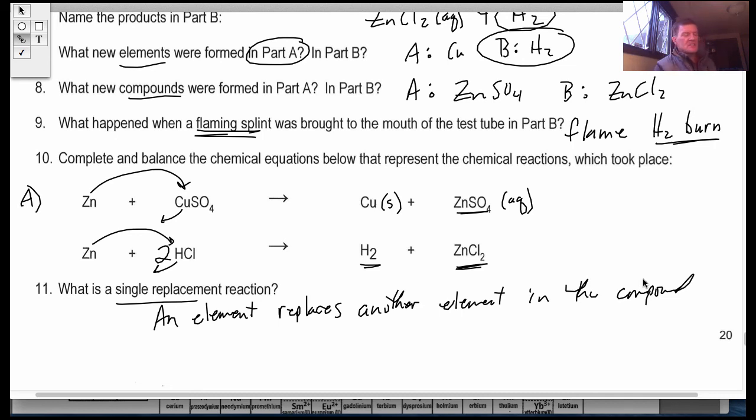Single displacement, a single element is going to replace it. All right? So that is basically what you need to understand for this lab: the single displacements and the double displacements. And let's wrap this up here by looking at a few more reactions on these single displacement reactions.